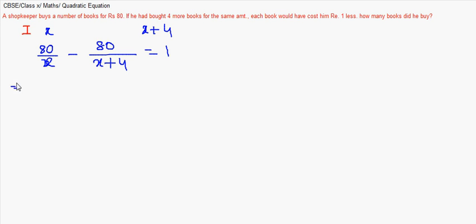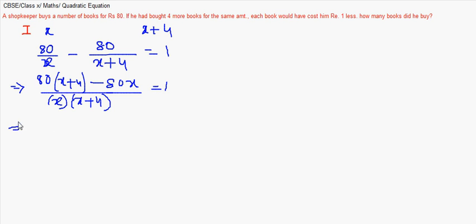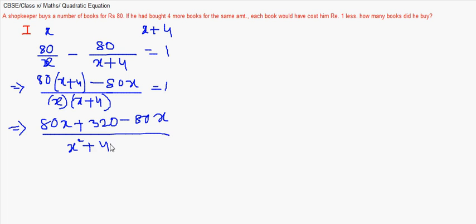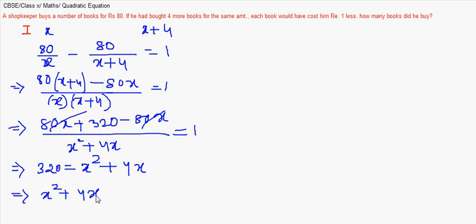Now we have to convert this into standard form of quadratic. That makes it x and x plus 4 if taken LCM. We are left with 80 into x plus 4 minus 80x equals 1. Thereby, if I open the brackets, 320 minus 80, so it is x square plus 4x equals 1. Thereby cancelled, and if I also cross multiply, the equation in our hands now is x square plus 4x minus 320 equals 0.